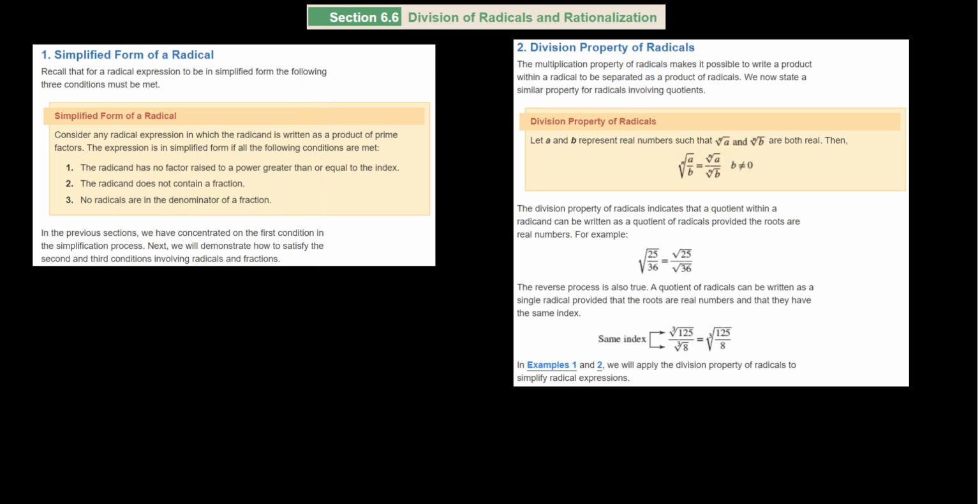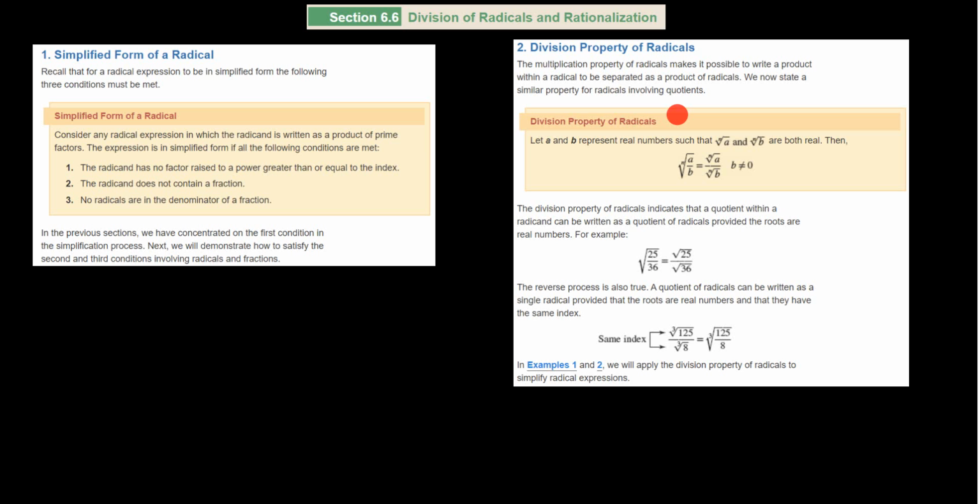Alrighty, so simplified form of a radical. We're looking over here at the left side. In order to have a simplified form of a radical, number one, the radicand has no factor raised to a power greater than or equal to the index, which we've done before. The radicand does not contain a fraction, and no radicals are in the denominator of a fraction. And that's a big deal, and we're going to talk about that at the end of this section.